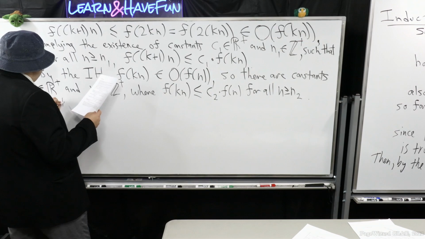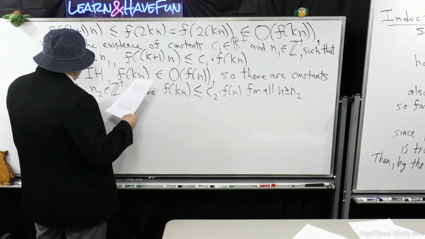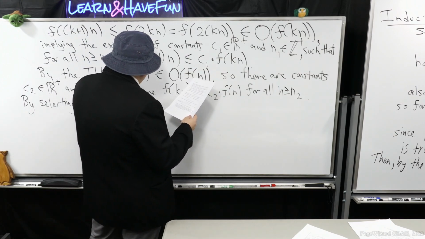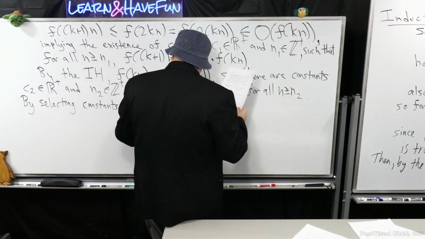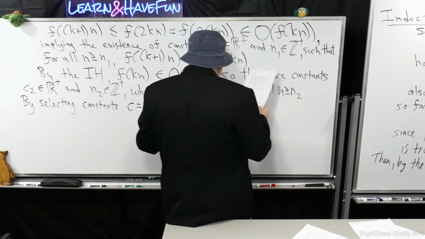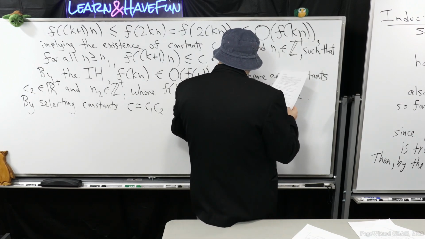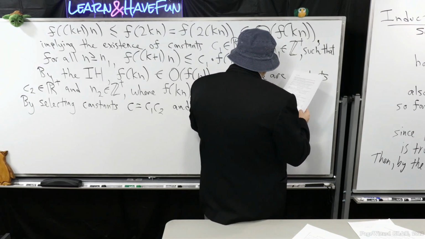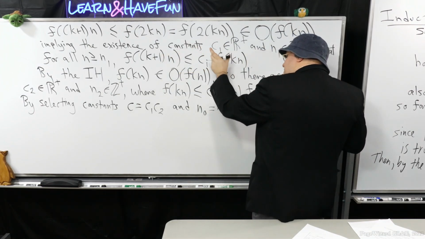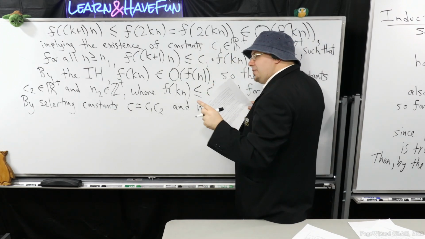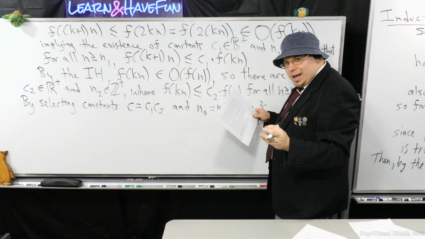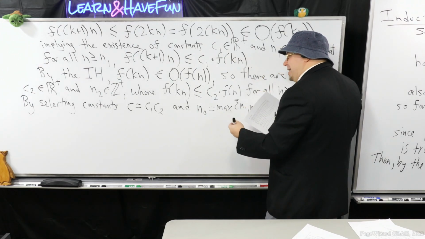By selecting constants, I'm going to pick c to be C1 times C2. This is a very common trick for proving big O identities. And I'm going to make N0 be the maximum, the larger of the two of N1 and N2. The reason why is because I would like to make use of these two inequalities here. If I make N0 big enough that it subsumes both of them, meaning that both have to be true, then we're okay. I can use them if I make N0 big enough.